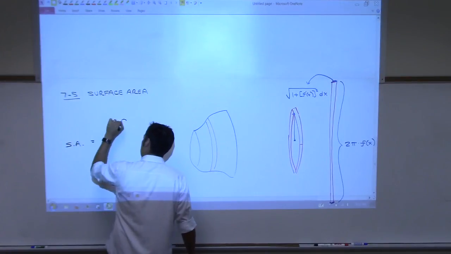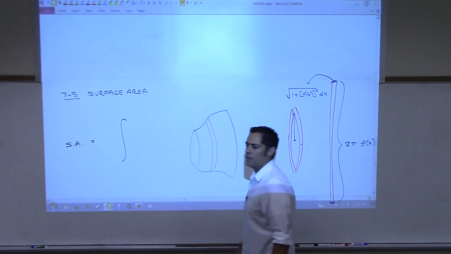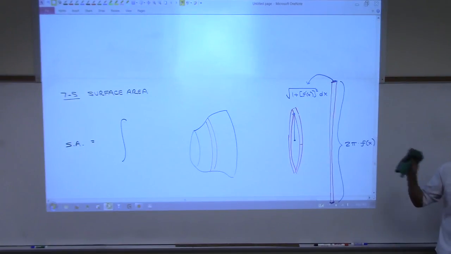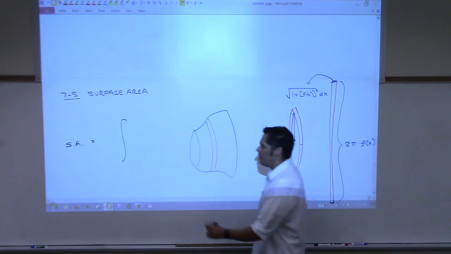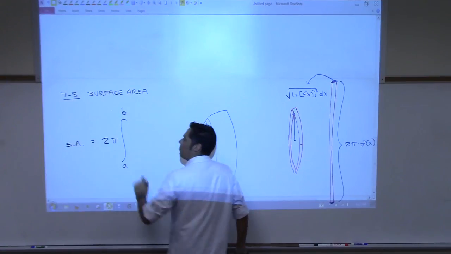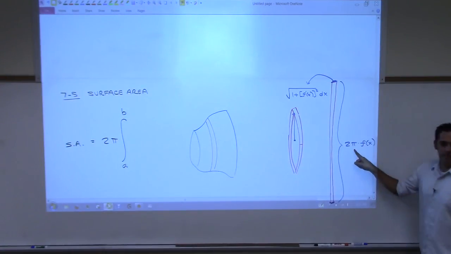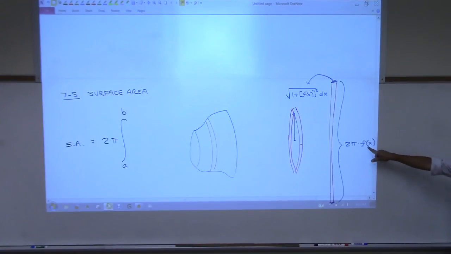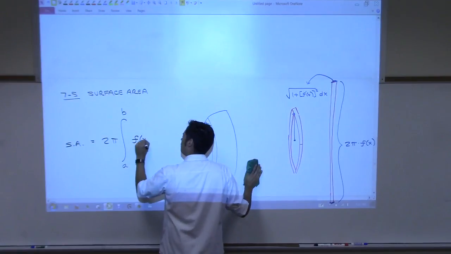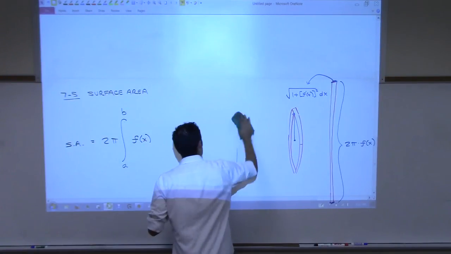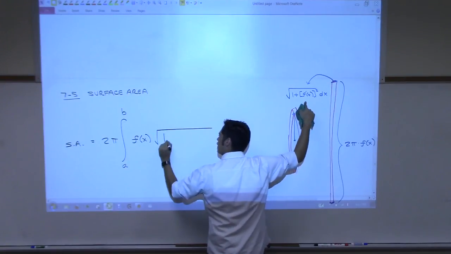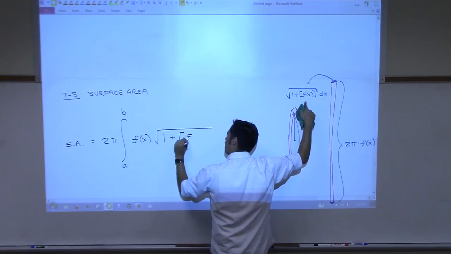Surface area should be integral. Where to where? I didn't label it on my graph, but a to b, because it's my x, right? So a to b. 2 pi, right? 2 pi is going to pop out because 2 pi is a constant, right? And then we have f of x. That can't pop out because it's a function of x. It has to stay in the integral. And then this, which is the arc length formula, right?